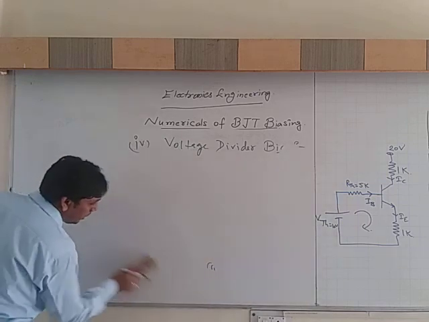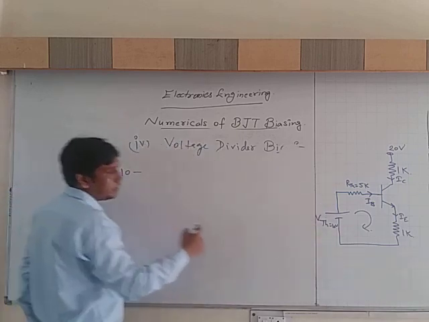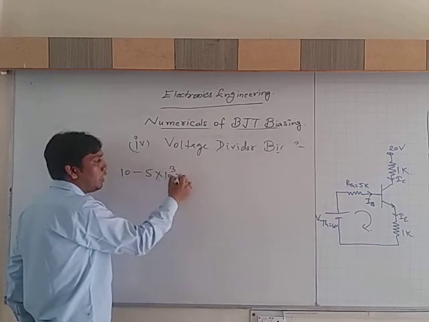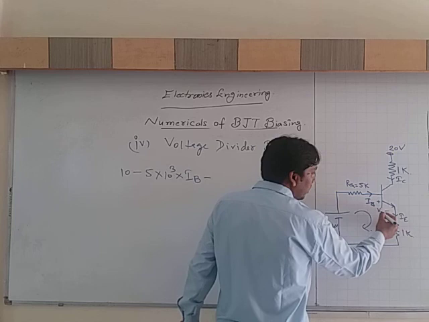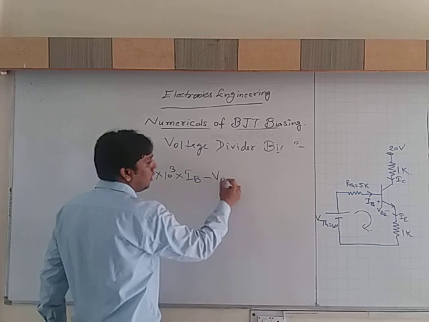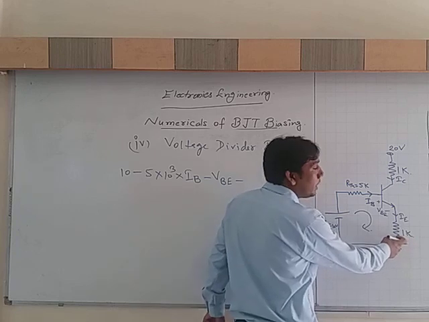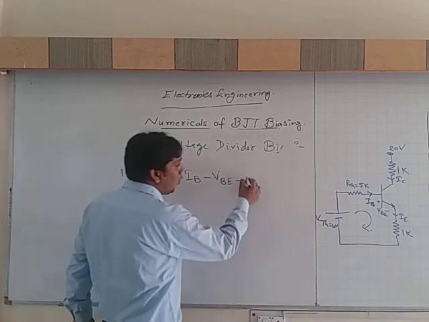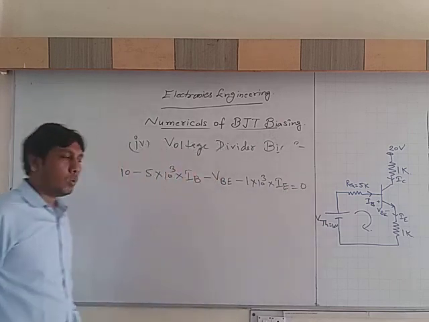So from that circuit we got VTH, that is 10, minus IB into RTH, that is 5 into 10 to the power 3 into IB, minus the voltage drop across the base and emitter terminal, that is VBE, minus the voltage drop at the emitter terminal, that is the voltage drop across the emitter resistor, that will be 1 into 10 to the power 3 into IE, equals 0.